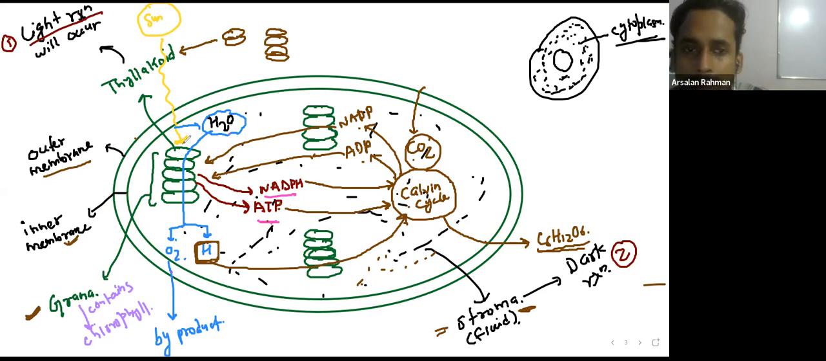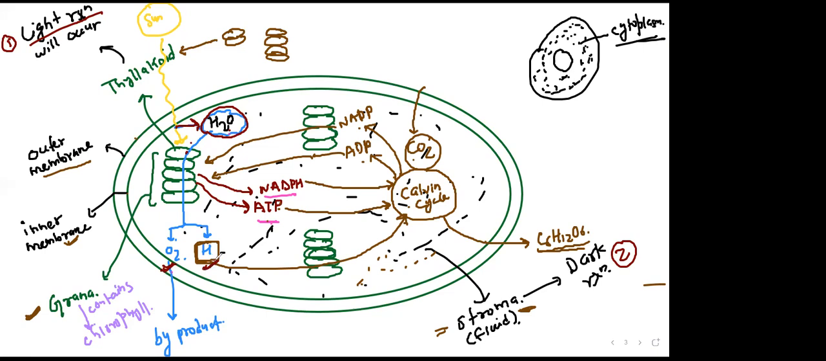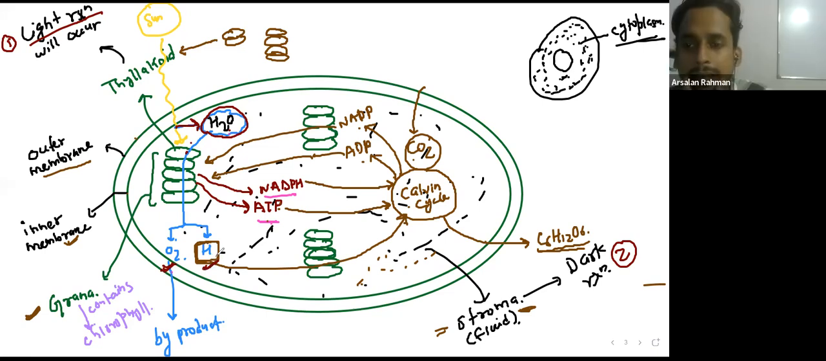Okay. First step. What will happen? This thylakoid will absorb sunlight energy. Can you see this? Thylakoid is absorbing the energy of light. By using this light energy, it will break the H2O water molecule into oxygen and hydrogen. So what will happen in light reaction? Thylakoid will absorb light and break water molecule into oxygen and hydrogen. Do you understand this much, Abdullah?